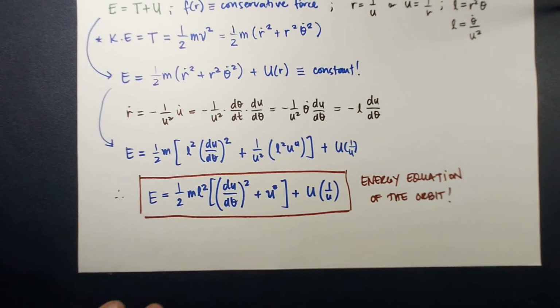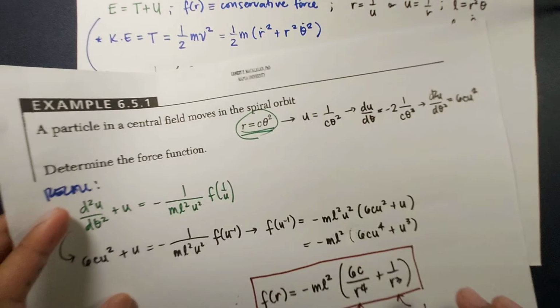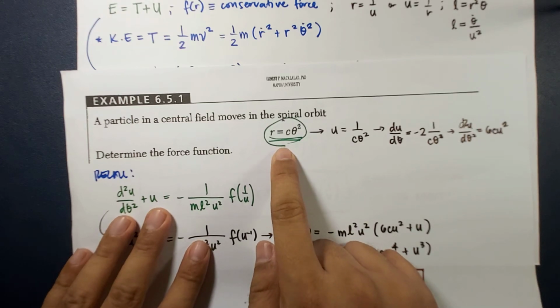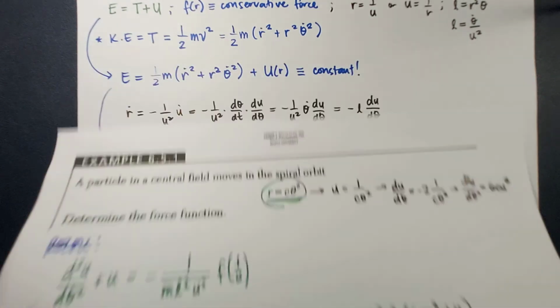In the next video, we are going to apply this to the problem we had earlier, wherein the particle in a central force field moves in a spiral orbit, that is r equals c theta squared.